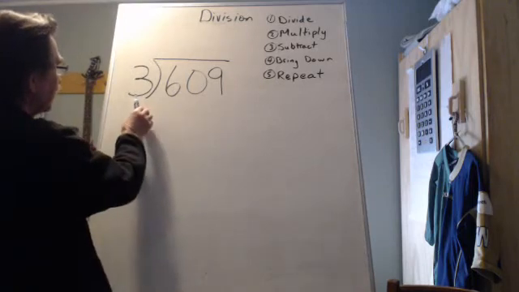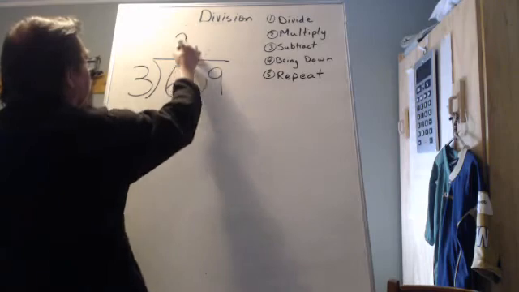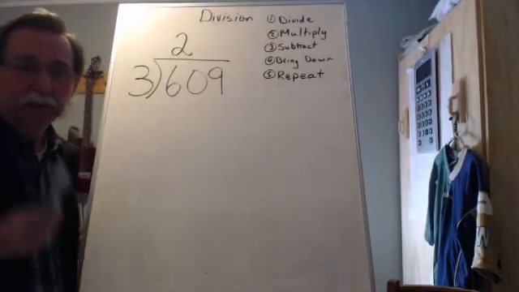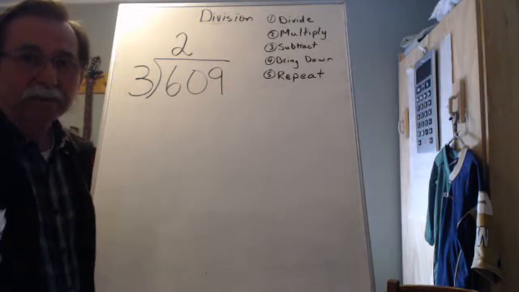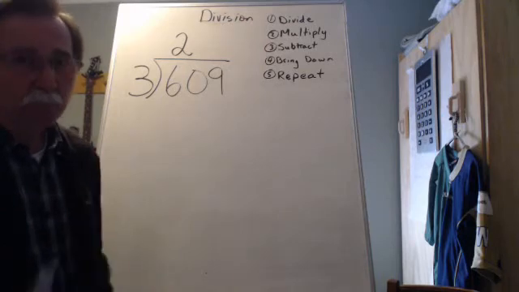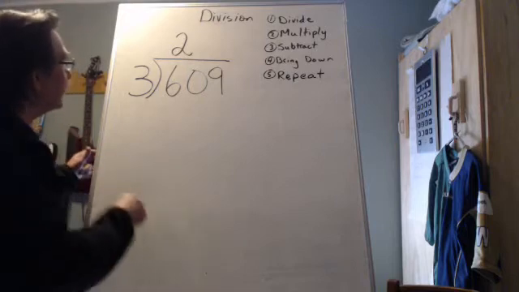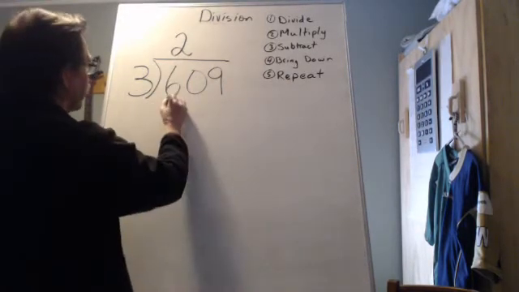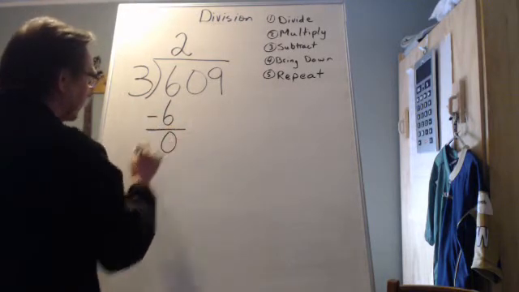So how many times does 3 go into 6? Well, it goes in 2 times. The 2 goes on top of the 6. Now, that says to me already that my answer is going to be 200 something. Not 20, but it's going to be 200 and something. So let's carry on. 2 times 3 makes 6. We subtract, we get 0.